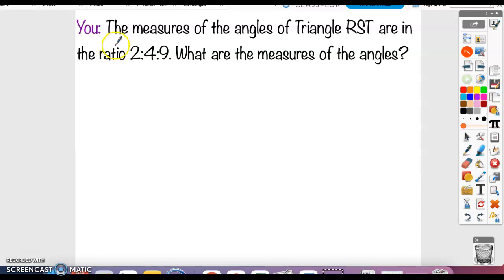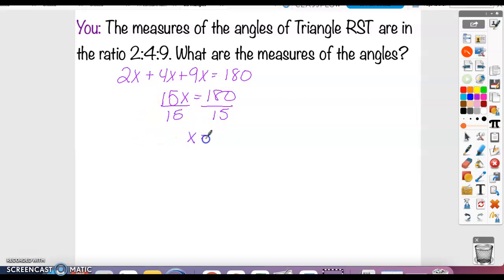Okay. Angle ratios of 2, 4, and 9. So 2x plus 4x plus 9x equals that 180. Combine your like terms, so 2, 4, and 9 add up to 15x. Solve for x, divide by 15, and x is equal to 12.